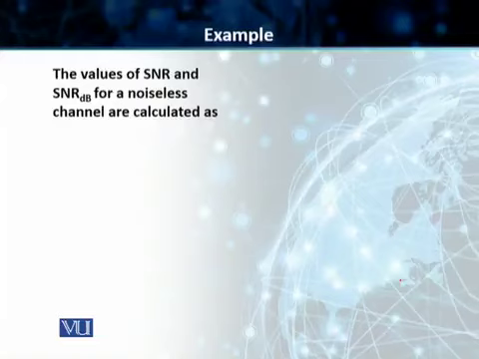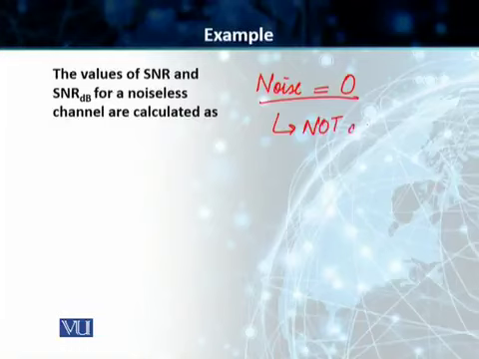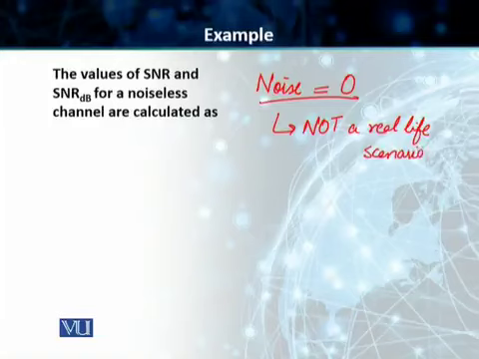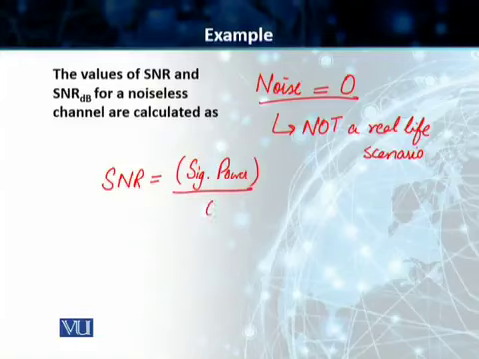Students, let's look at another small example. The value of SNR and SNR dB for a noiseless channel, a channel in which the noise is equal to 0. This is not a real life scenario. We have not come up with a channel at all which has got a noise of 0. But let's try to find out the SNR. In this particular case, we have got signal power, whatever that power is, divided by the noise power, which is 0.